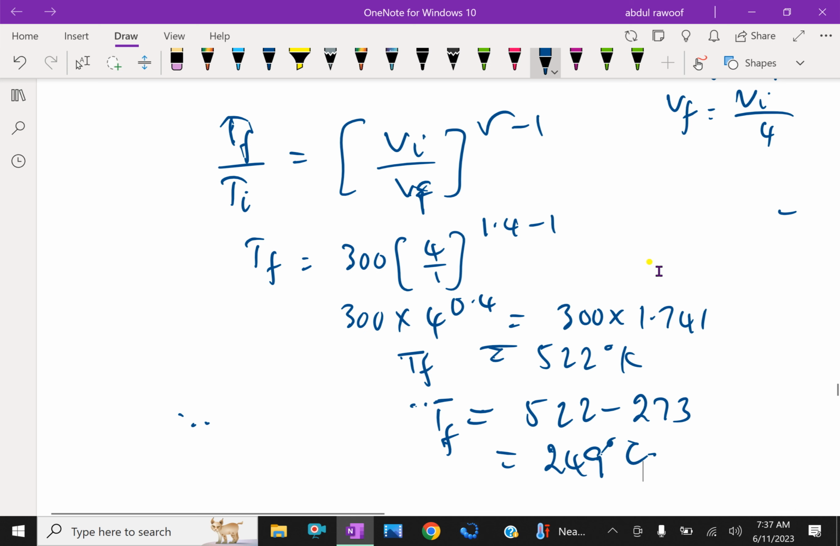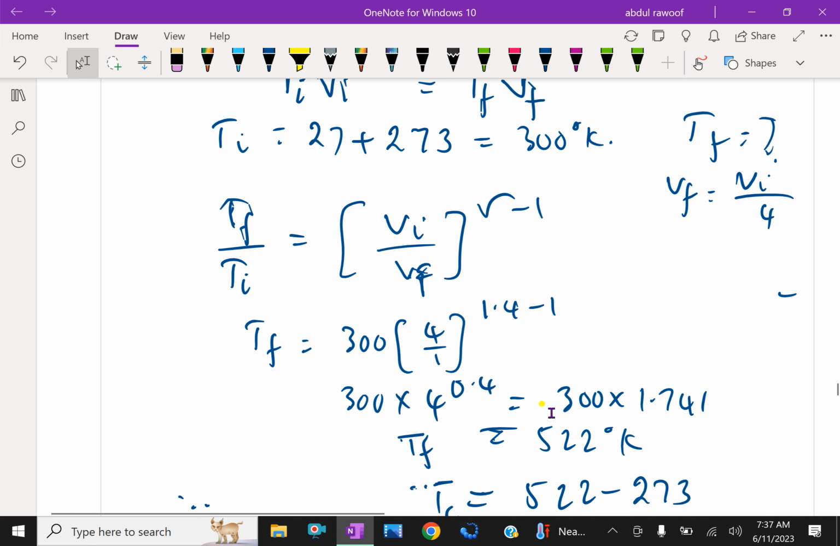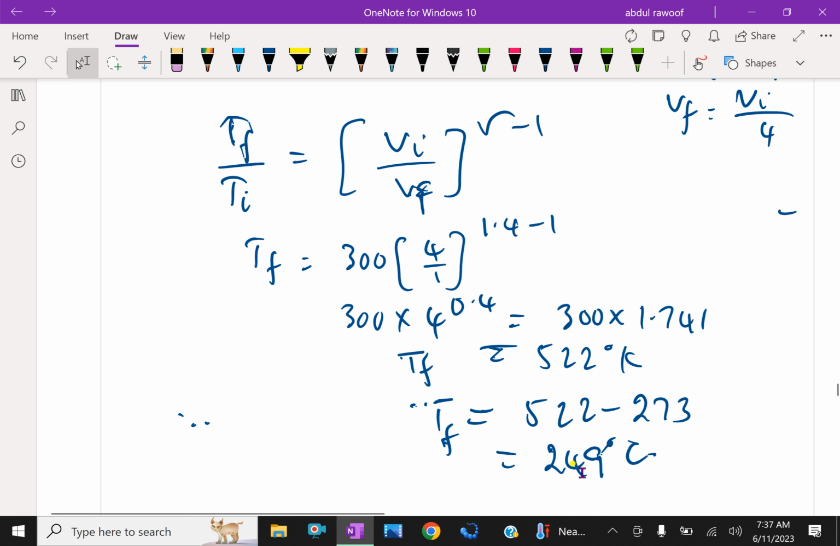This is a very high temperature, because the boiling temperature of water is 100 degrees Celsius, but here it is 249 degrees. It is a very high temperature. So when the pump is blocked, we should not touch the pump. It is very hot. It can damage your finger.